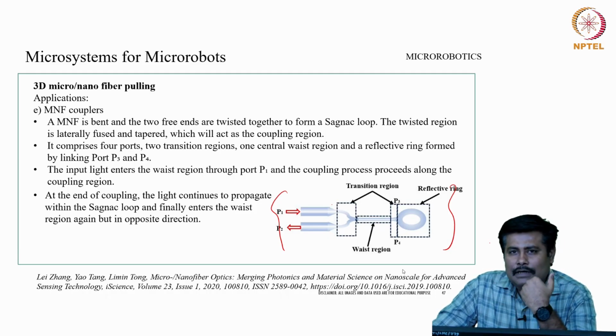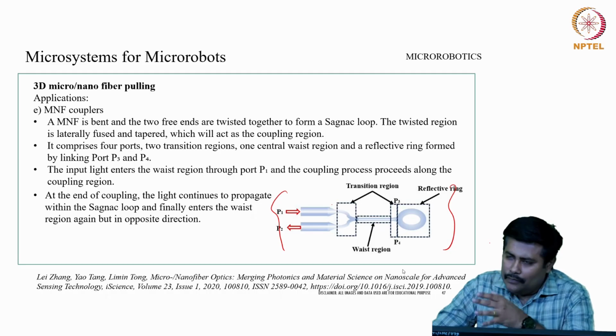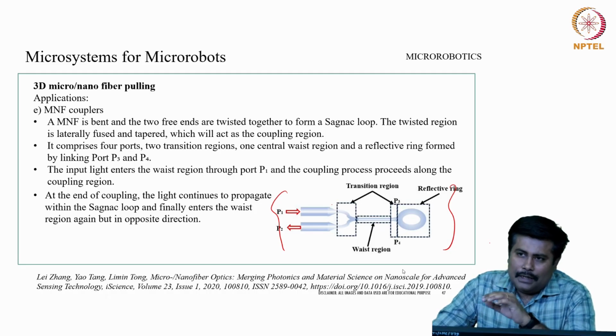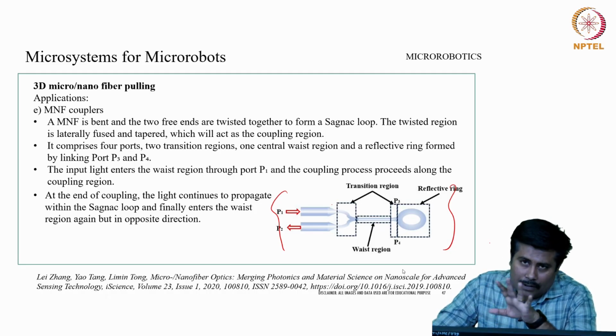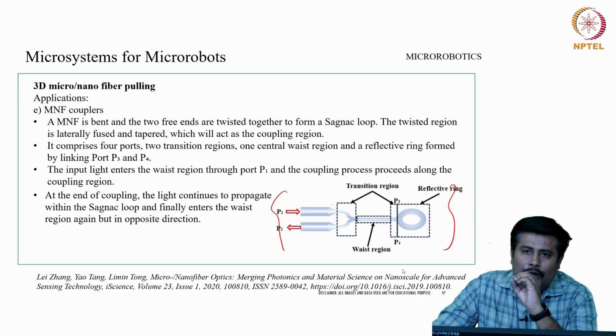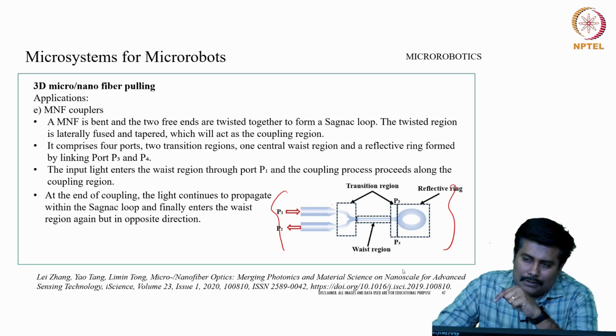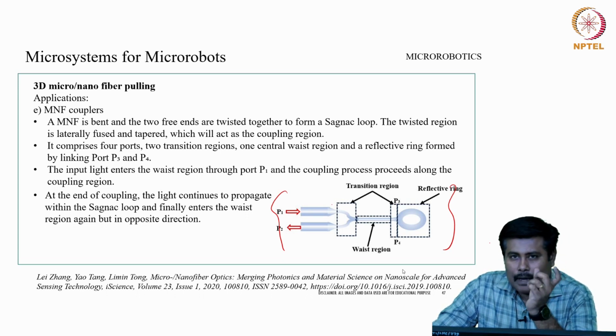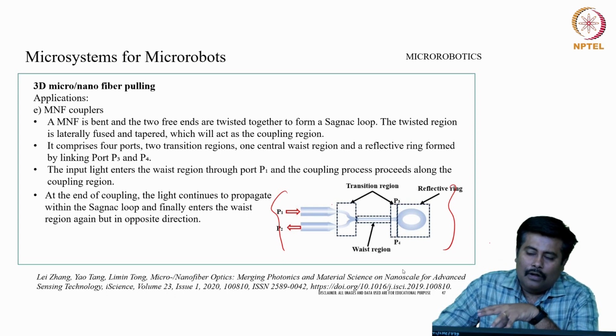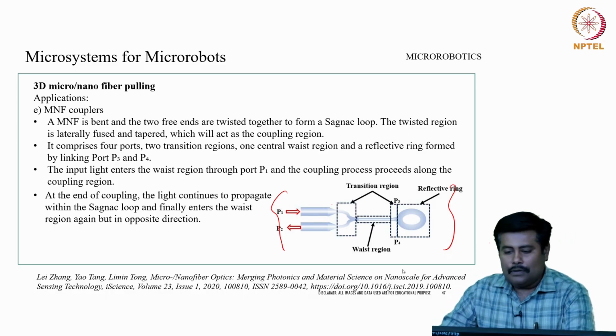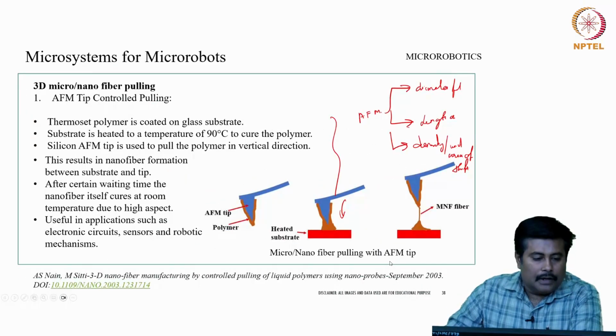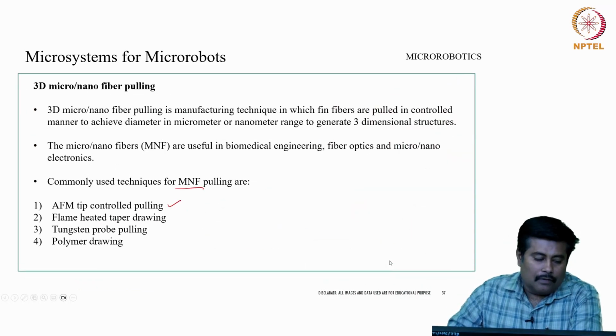These fibers have potential applications in different fields, especially from a micro robotic point of view, where they are effectively used as sensing elements. In fact, the mechanisms evolved for AFM based fiber pulling can also be deployed for manipulating a micro robotic system. So, we have discussed the different types of micro nanofiber pulling.